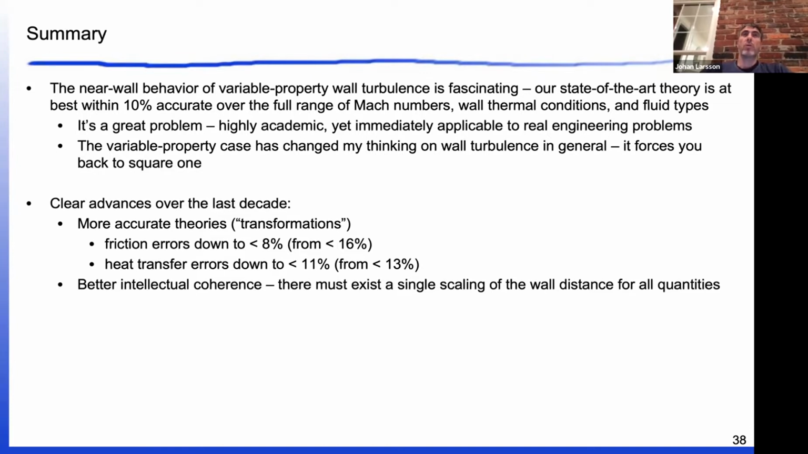20 years ago, it was not uncommon to find a DNS paper on this where they would plot the mean velocity versus y plus and the Reynolds stresses versus y star. Which, if you think about it, makes no sense, because the mean of a quantity and the variance of a quantity are just different ways of looking at the same underlying process. And the same underlying process should have a single wall distance scaling and not different ones. So I think we have made improvements in this area.